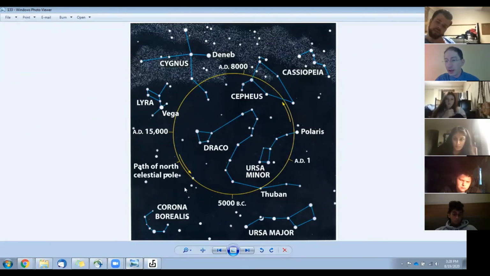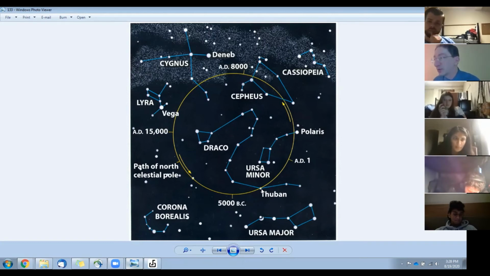You have long swaths of time where nothing is the pole star. Working backwards in time, maybe about 3000 BC, Thuban was a really good pole star. Not super bright, but right on this circle. So that's a consequence of precession. The pole star changes with time.